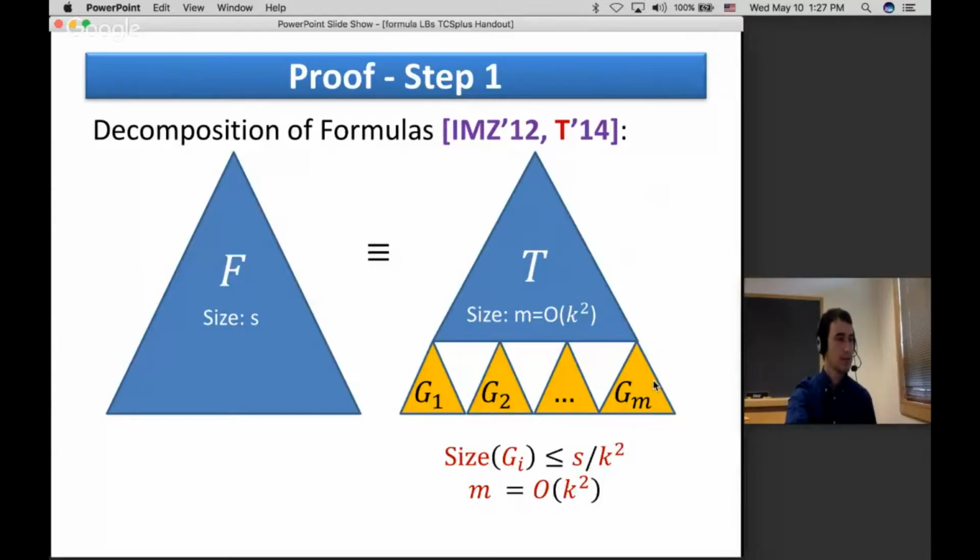Small question. In one of the first slides, you told us that you can always balance a formula. Can't you do that here? That's correct. You can balance a formula, but when you do, you may increase the size by a polynomial factor. And here we don't want to do that. We don't want to pay for polynomial factors because we are working with very delicate analysis. So we really want to amplify the size only by a constant.